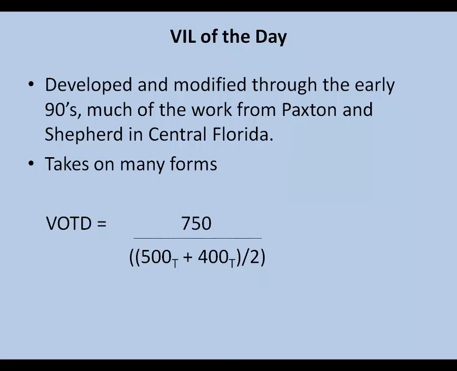So you just take the nearest sounding. You get the average temperature between 500 and 400. You see it's divided by 2. So it's a layer temperature. And you take 750 divided by that. Now, where does the 750 come from? Well, believe it or not, that's just through trial and error. So 750 is just an arbitrary number through trial and error.